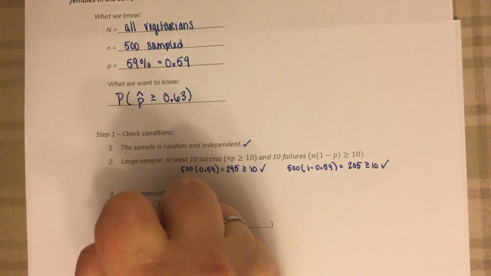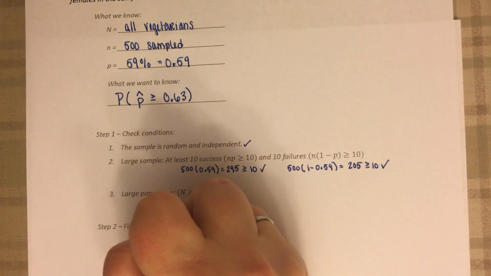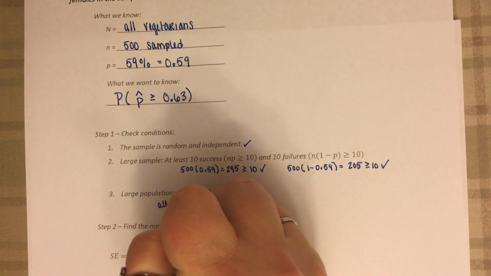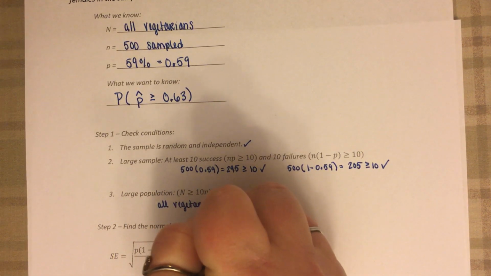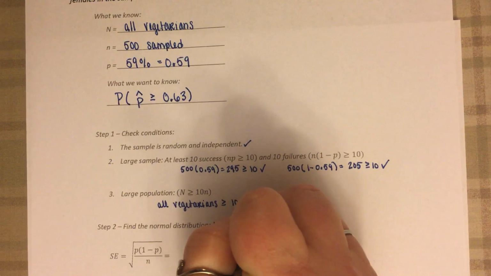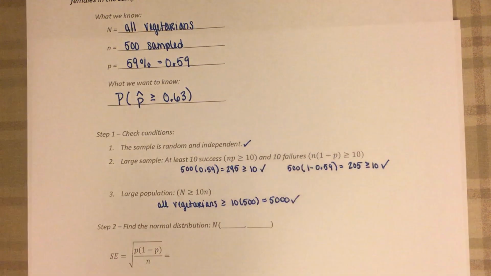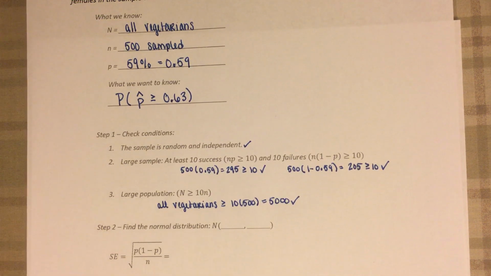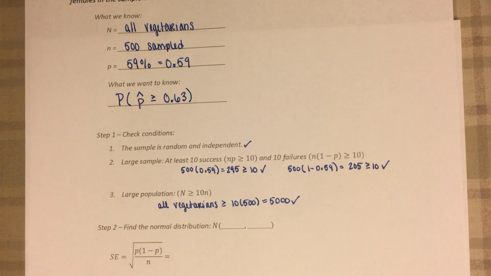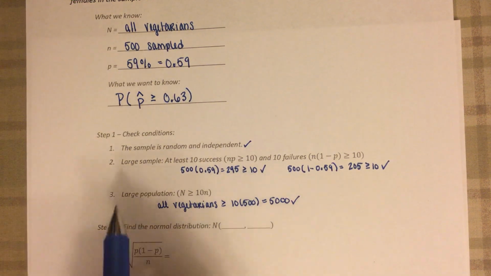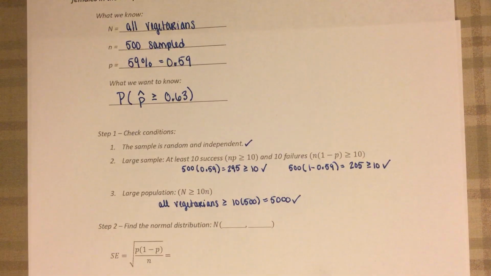And then our large population, all vegetarians, greater than or equal to 10 times 500. Again, it's a pretty safe assumption that there are more than 5,000 vegetarians. As we're going through these, every once in a while you might have a problem with your population. Generally, if you're going to have a problem fulfilling your conditions, unless we're told that our sample is not random, which would affect our first condition, then a lot of times it's with our second condition.